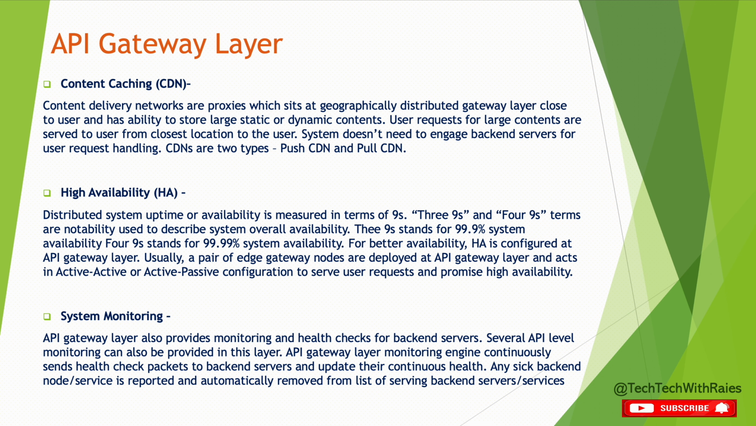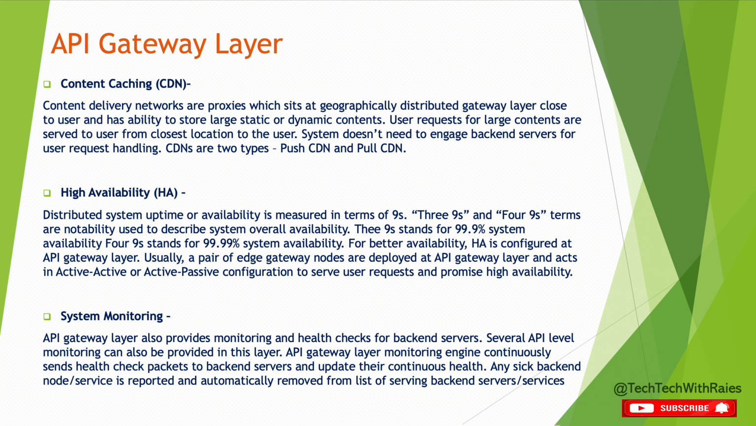For better availability, HA is configured at the API gateway layer. Usually a pair of edge nodes are deployed at the API gateway layer and act in an active-active or active-passive configuration to serve user requests and promise high availability. The API gateway layer can also be helpful in system monitoring.